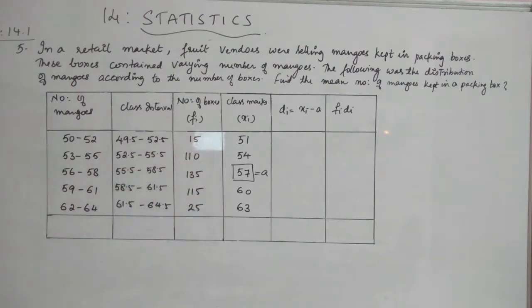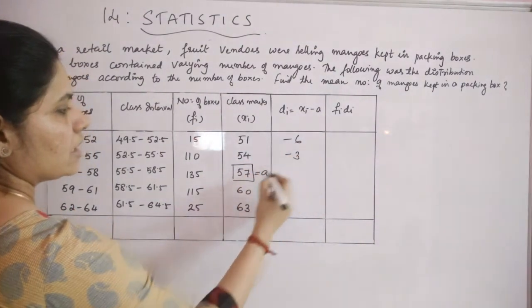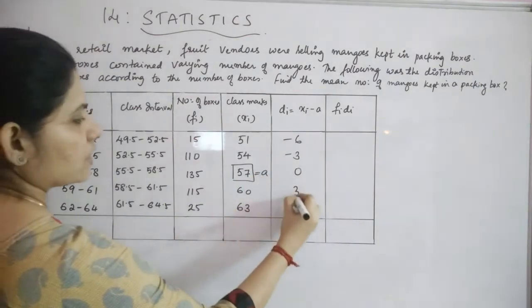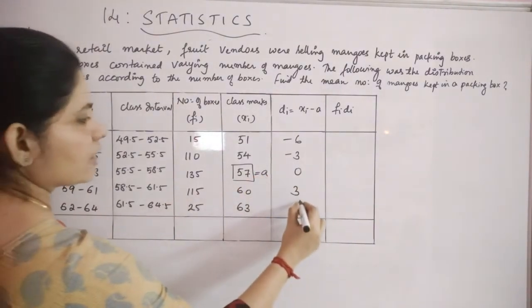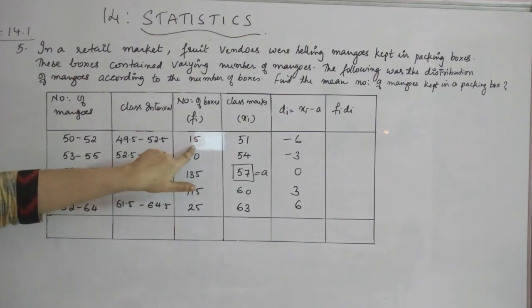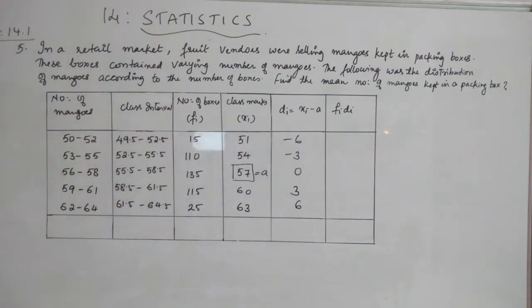So 51 minus 57 will give you minus 6, 54 minus 57 will give you minus 3, 57 minus 57 is 0, 60 minus 57 is 3, and 63 minus 57 is again 6. Now you will find out what is fidi. You just remember, this is fi, this is di. So 15 into minus 6, 15 into minus 6 will give you minus 90.